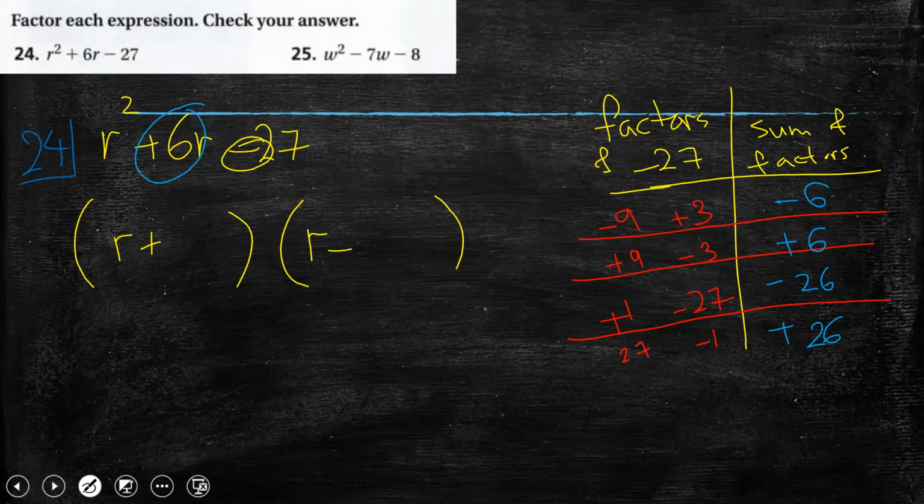So which numbers, if you multiply them, you get negative 27, and if you add them you get positive 6? Positive 9 and negative 3. That's it.